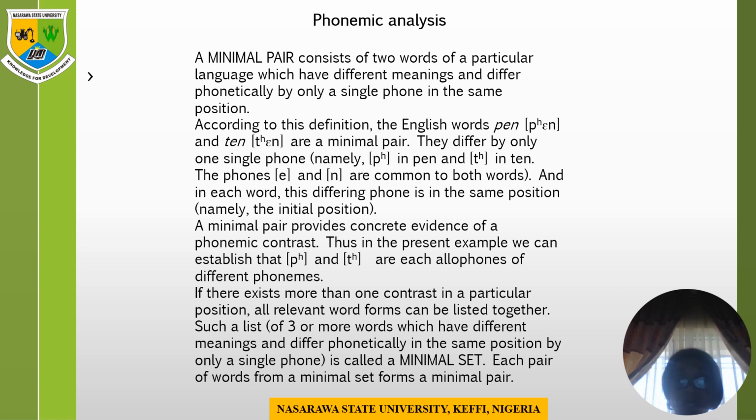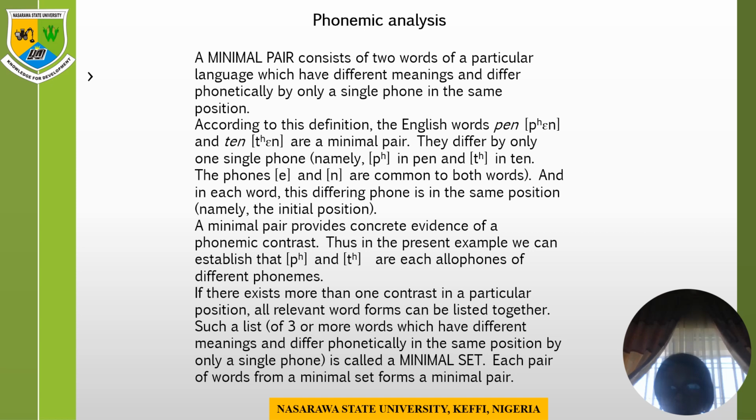According to this definition, the English words pen and ten are a minimal pair. They differ by only one single phone, namely p in pen and t in ten. The phones e and n are common to both words, and in each word, this differing phone is in the same position, namely the initial position. A minimal pair provides concrete evidence of a phonemic contrast. Thus, in the present example, we can establish that p and t are each allophones of different phonemes.